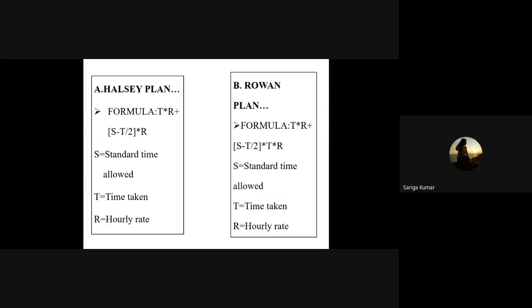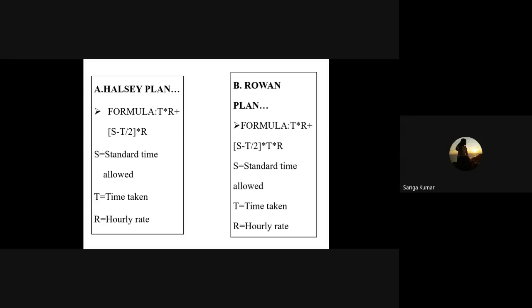As you recall from what you studied in module 3, here we have the Halsey plan and the Rowan plan. Both are almost similar, where a standard time is set and allocated to each individual, and they look at what time that individual takes in completing the job given to him. They calculate the time taken against the standard time allotted, which at least has to match at minimum.